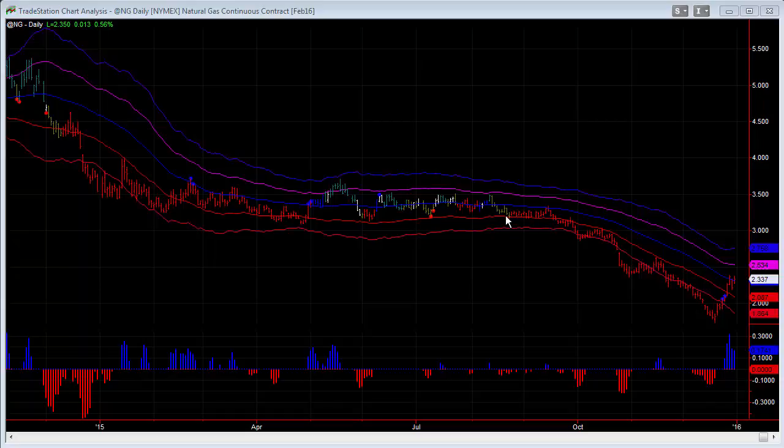The red bars are stronger in regards to the bearish trend, and you had basically a collapse of natural gas, and you had a great trade here.